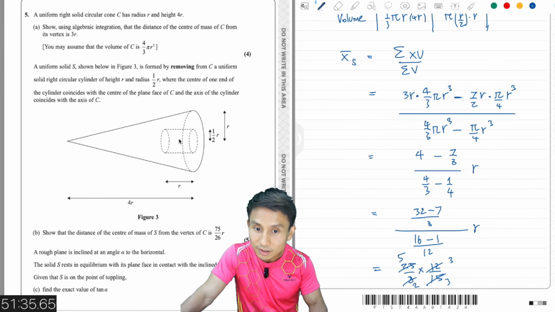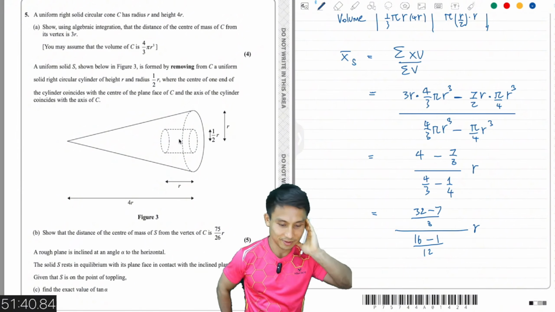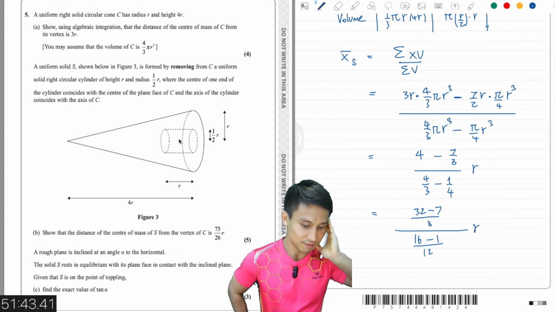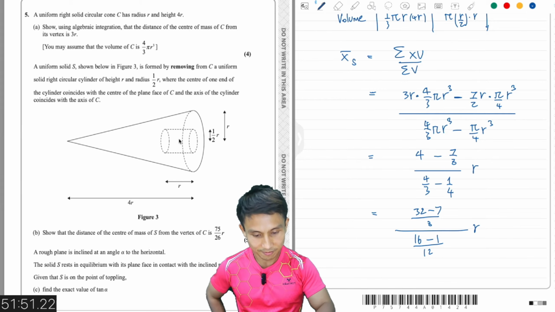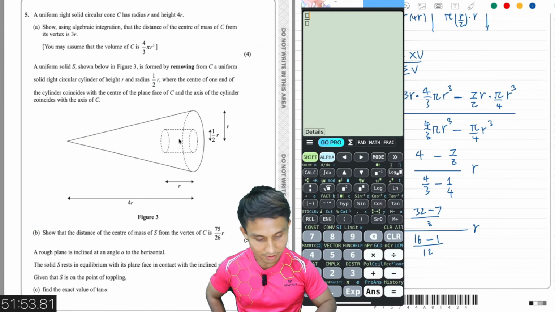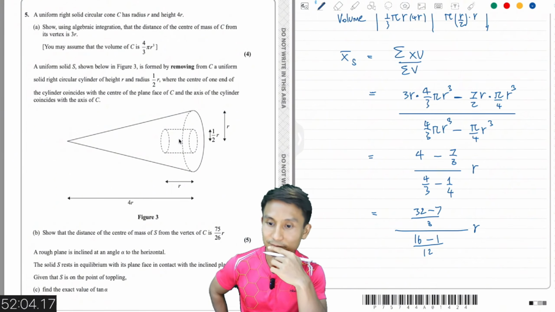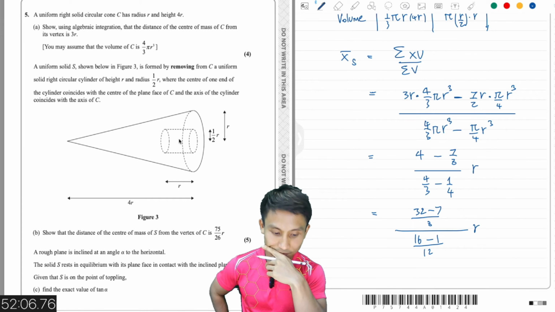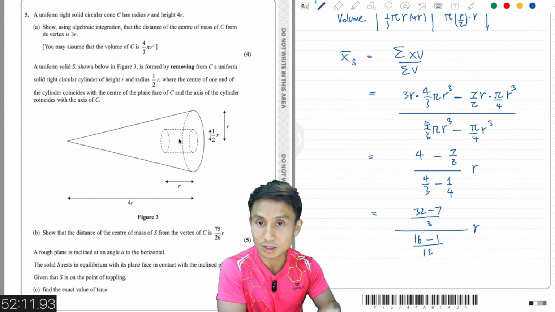Oops. That doesn't look right. Hang on. What went wrong? Okay. 32 minus 7 is 25. Yeah, 25 over 8. 16 minus... Just use calculator maybe. 25 over 8. 15 over 12. That's 5 over 2. That's not right. It's too simplified here. Something is wrong with my calculation. Let me double check everything.